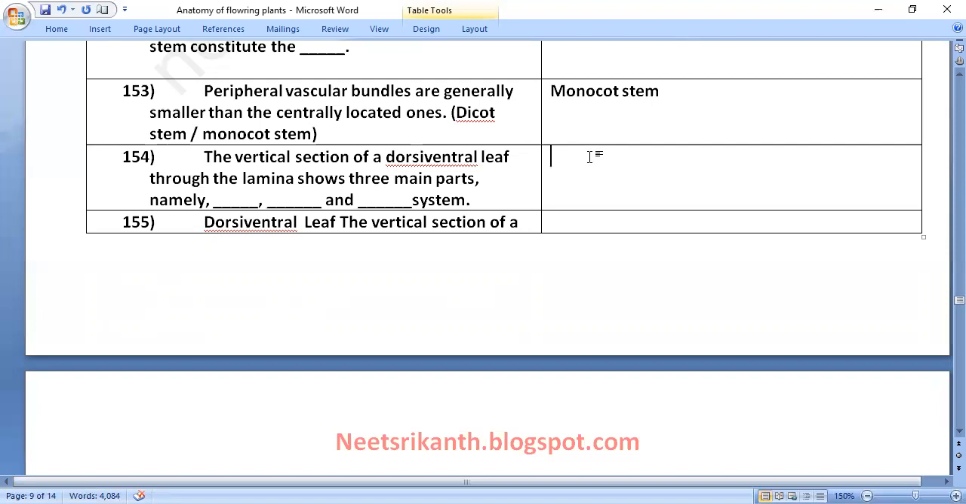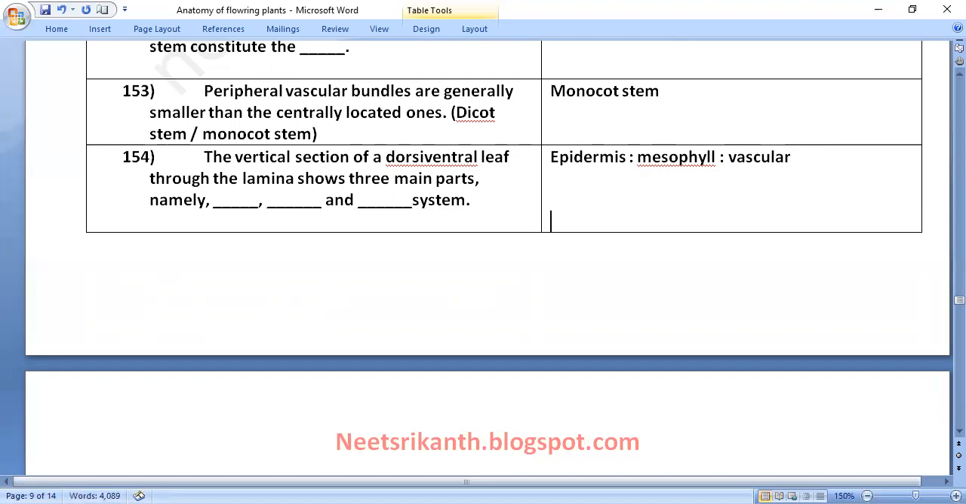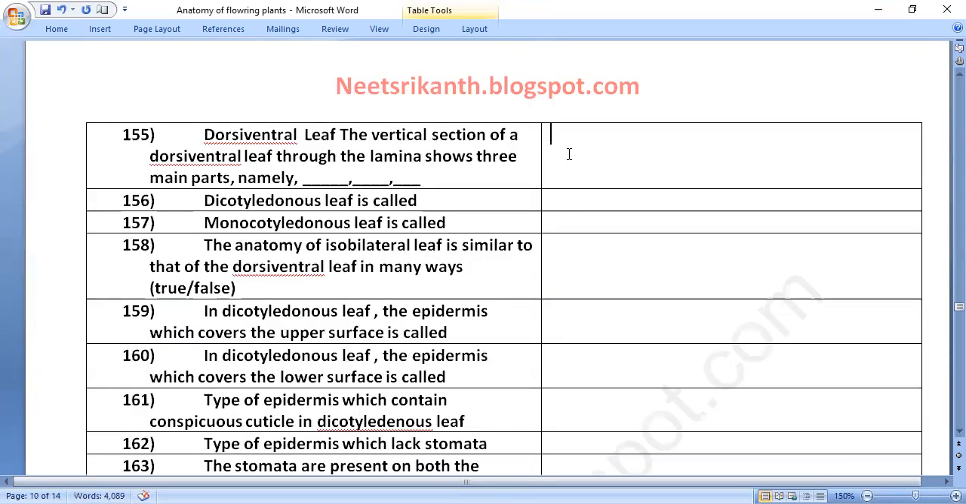The vertical section of the dorsiventral leaf through the lamina shows three main parts, namely epidermis, mesophyll, and vascular system.